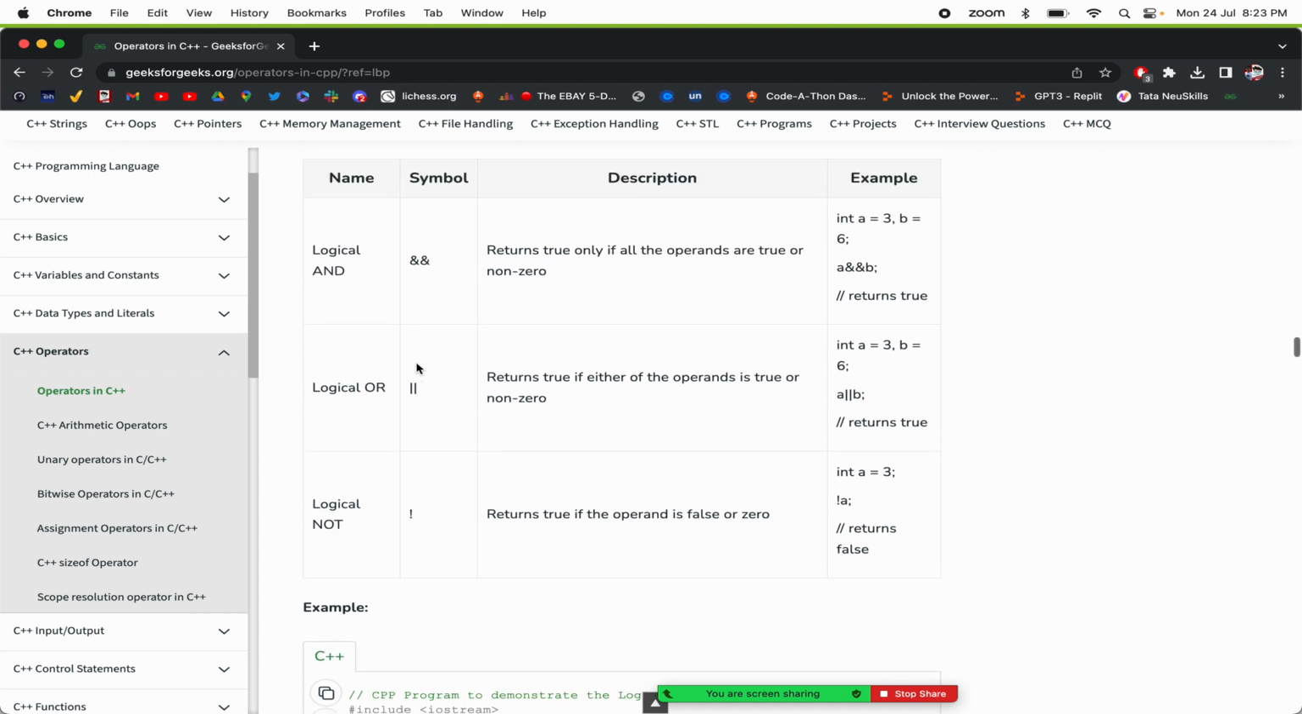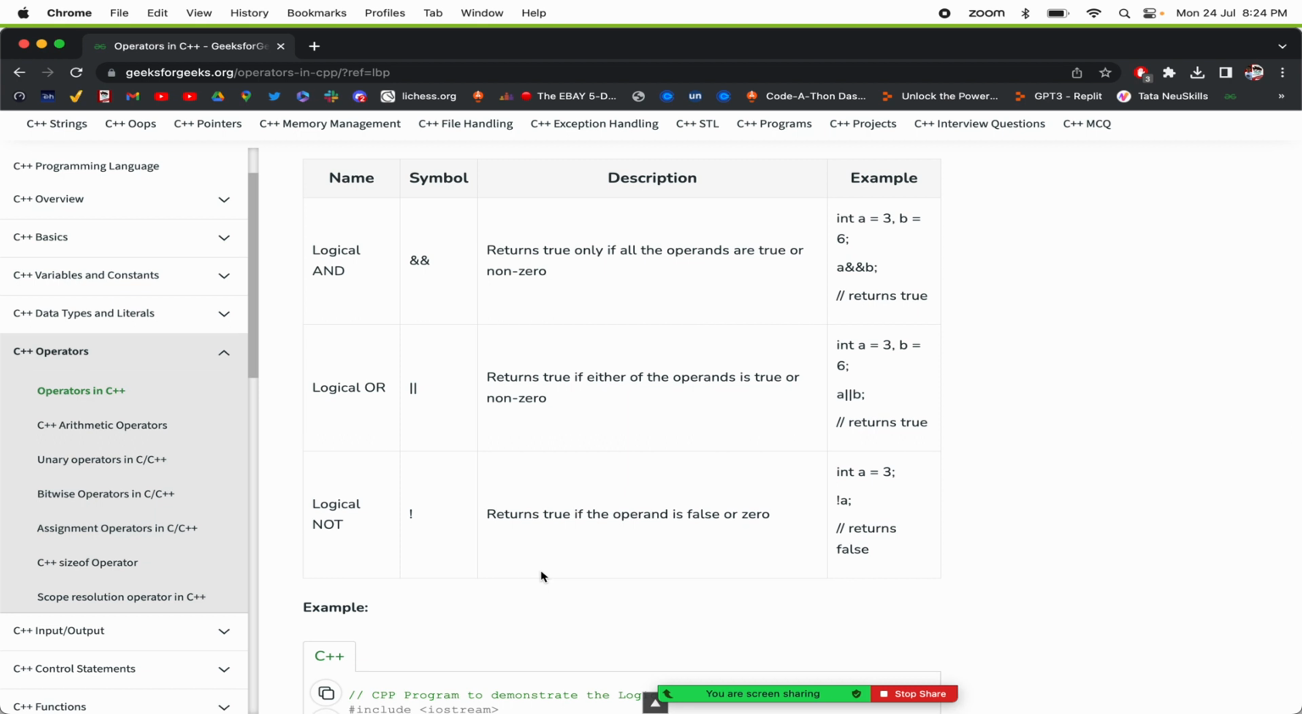Next we have logical OR, those are two pipe symbols, that returns true if either of the operands is true or non-zero. So if either of the operands is true or non-zero, then the whole thing will give us true. So we have a equals to 3, b equals to 6. So a or b: 3 is non-zero, so that will give us true. 6 is non-zero, so that will give us true. So if both of them or one of them gives us true, the whole thing will give us true. So this returns true.